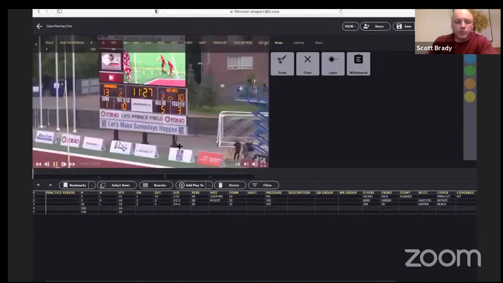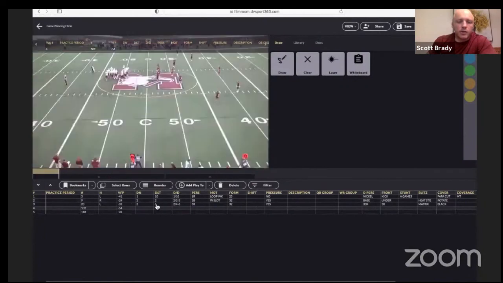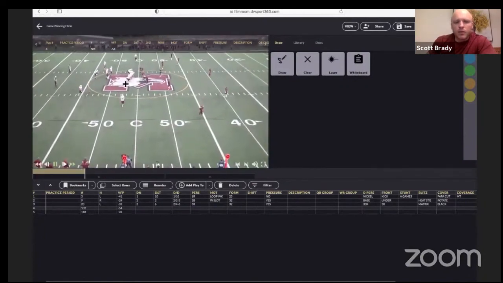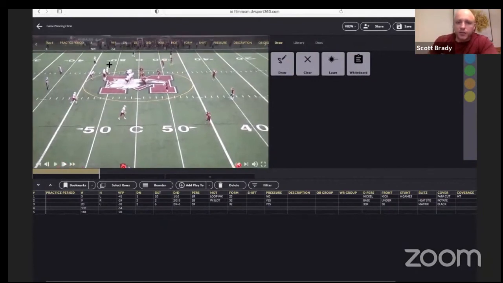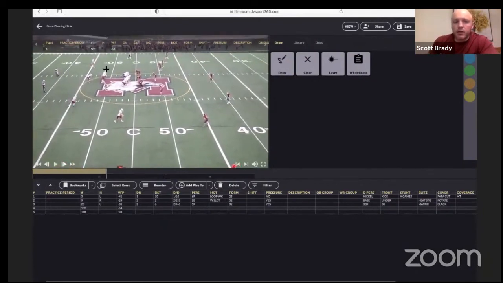Okay, and then I'll just show you one more here. So again, this is the situation that I talked about earlier, 2x2 set with the fullback offset weak. Okay, so this was a huge double move alert for us. They were going to run their deep out and up.